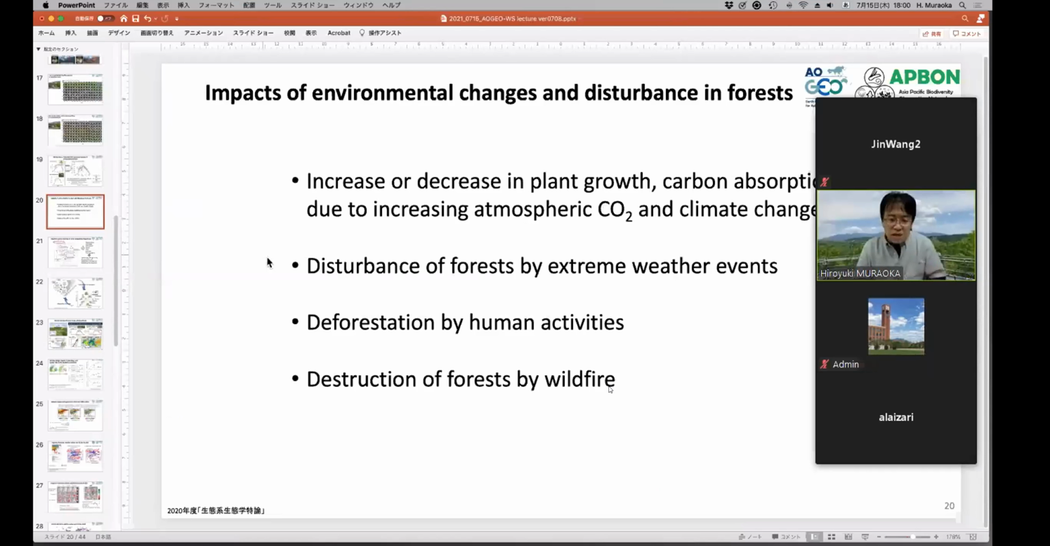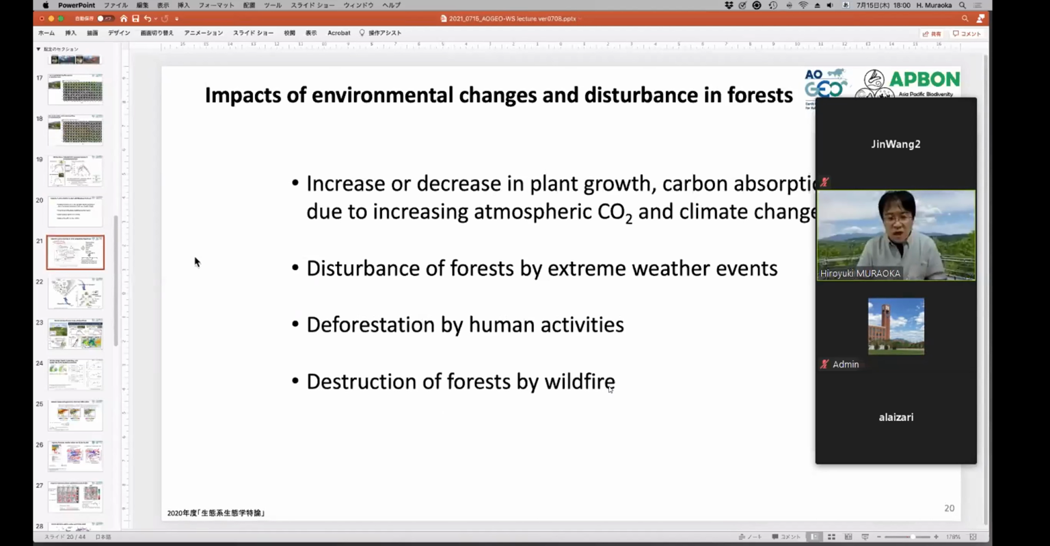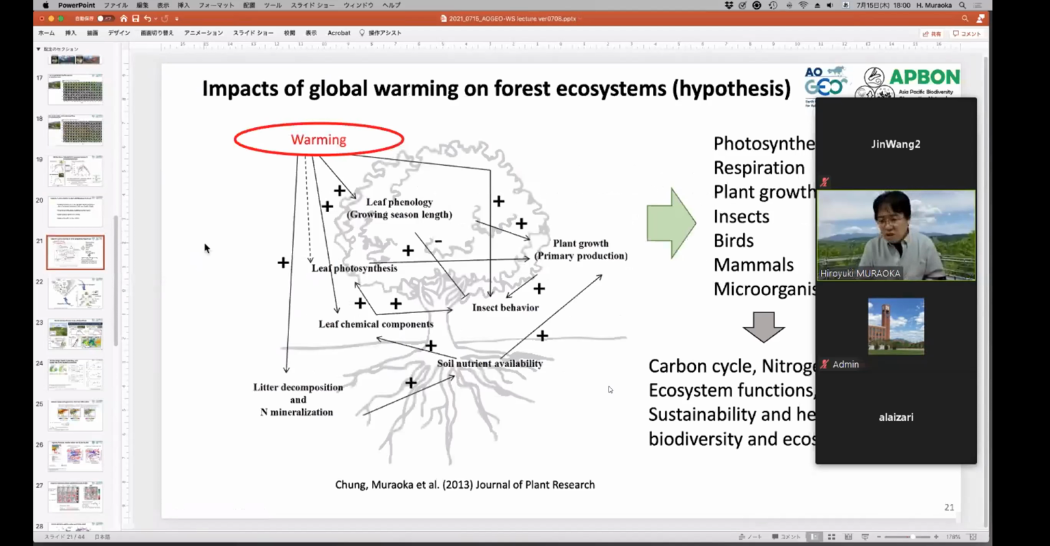Second, disturbance of forests by extreme weather events. This could also be a very big impact. Or deforestation by human activities, or the destruction of forests by wildfire. So how could global warming influence the forest ecosystem?